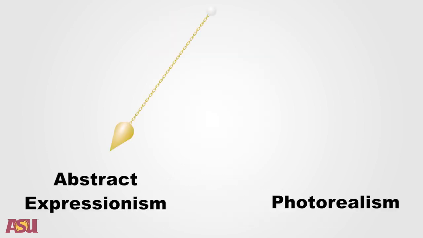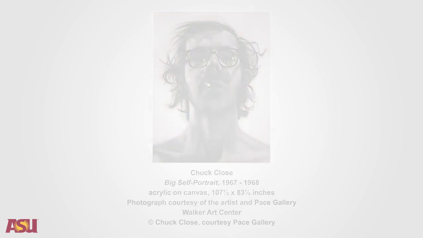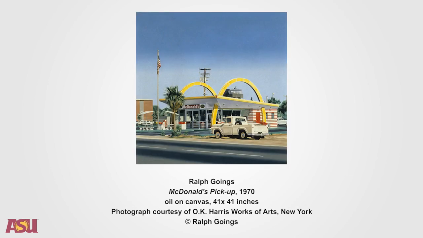At the other end of the pendulum, we have the photorealism movement. This type of art came out in direct contrast to the abstract expressionism movement. This type of art appeared in the 1960s and 70s and focused on creating recreations of realistic scenes, often taken from a photograph, and adding artistic enhancements to make the scene even more vivid and lifelike. Two famous works from this movement are Self-Portrait, done in 1969 by Chuck Close, and McDonald's Pickup, done in 1970 by Ralph Goings.